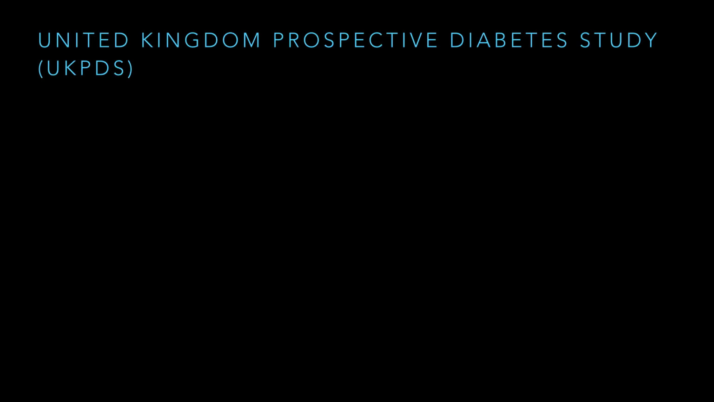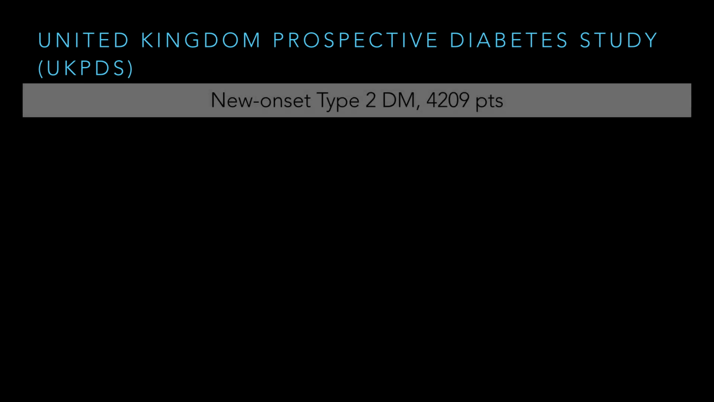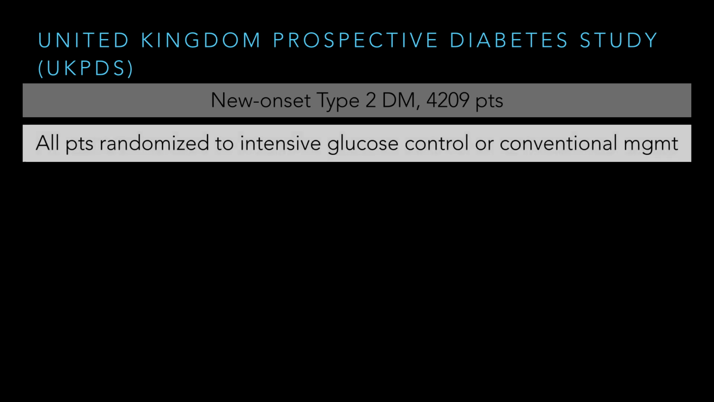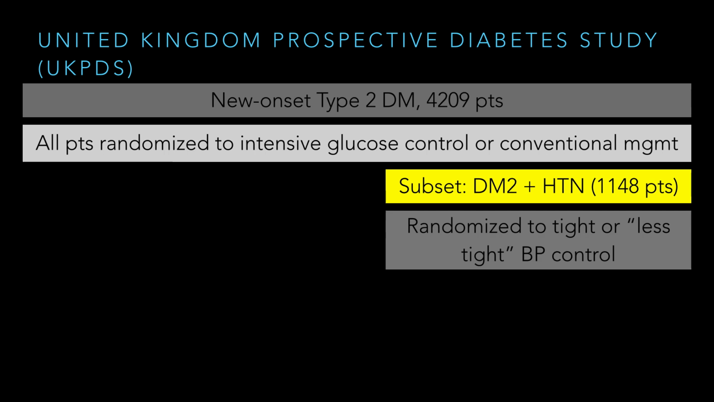Okay, UKPDS, don't mean to onslaught you with these studies, but again, this is type 2 diabetics as opposed to DCCT. 4,209 patients. They're all randomized, again, intensive glucose control or conventional management, you know where that's going. But then they looked at a subset that also had hypertension, and they gave them tight or less tight BP control, is what they called it. Less tight meant your goal was 180 over 105 or less. And they didn't really push you beyond that too much. And then the tight control isn't even tight for us. It's 150 over 85.